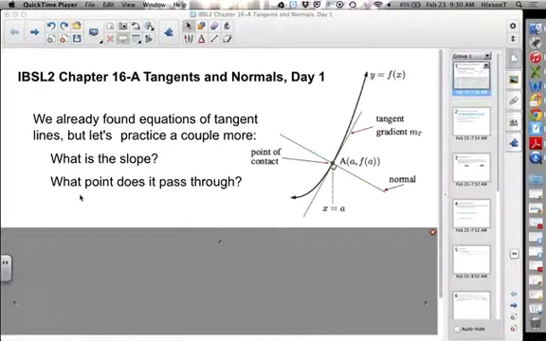Okay, chapter 15 was basically all just learning rules for derivatives, and there was a lot of drill and practice and practice and practice, okay? And the reason why that's important is because before we can apply derivatives to anything, you've got to be able to find the derivative first.